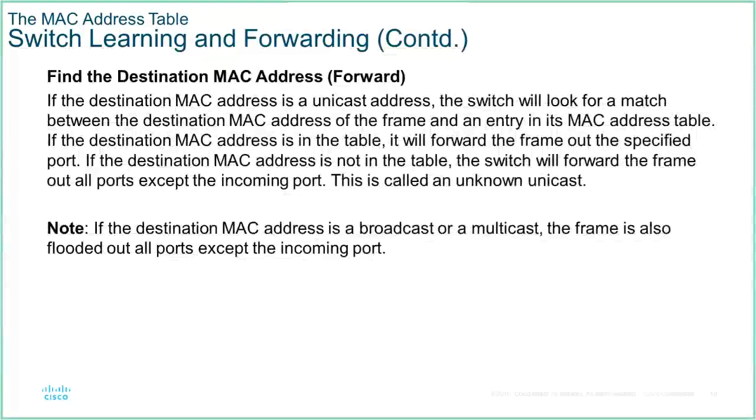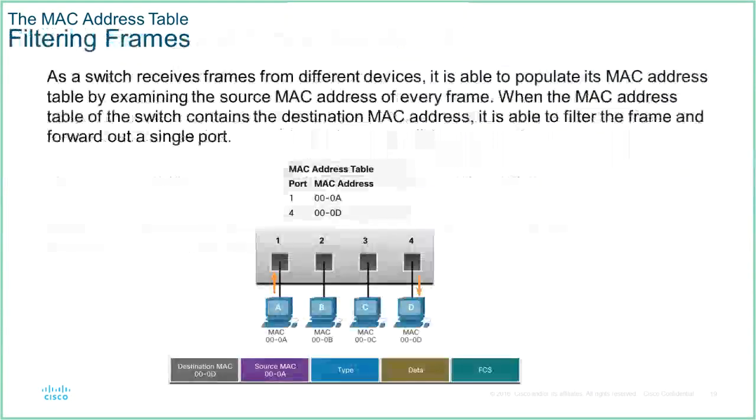Forwarding is based on the contents of the address table, so it looks for the MAC address in the table. If it finds a match, it will only forward it out the port that it has in the MAC address table. If it doesn't find a match, it will forward it out all ports except for the port it was received on. So it basically floods it out to every other device on the network.